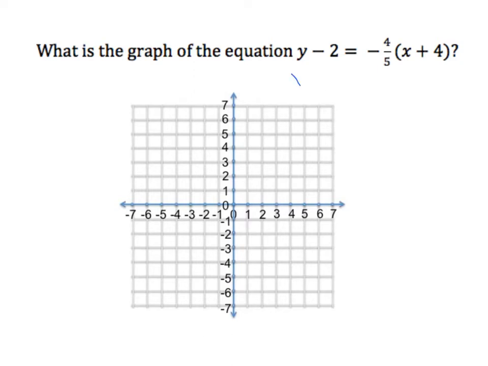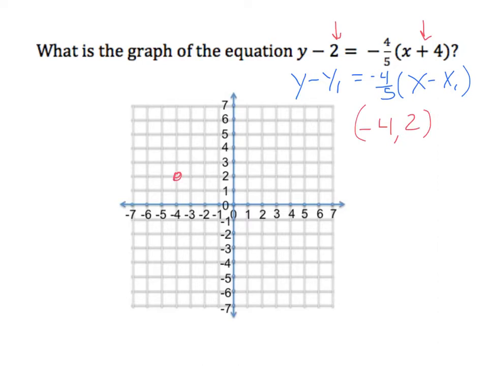So here's our formula. y minus y1 equals negative 4 over 5, x minus x1. So the ordered pair here are x value. Now because this is a plus 4, that means our x value is negative 4, because it would have been minus a negative, which is what changes it to a plus. And then our y value, because it's y minus 2, our y value must be 2. So we're going to start at the ordered pair, negative 4, 2.